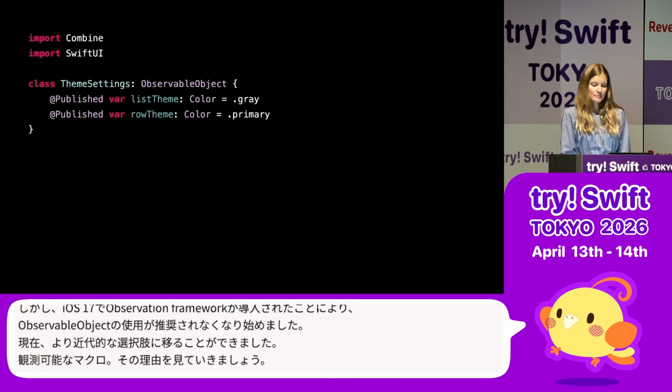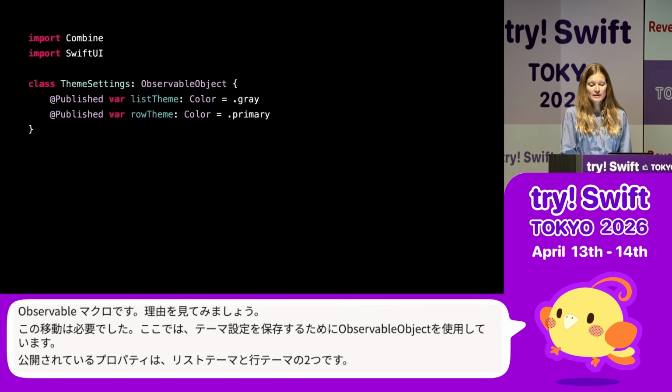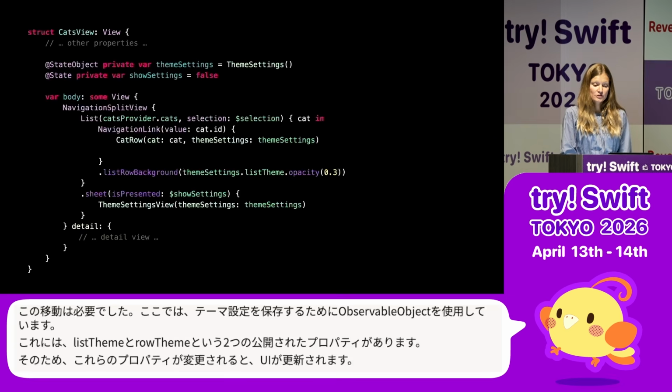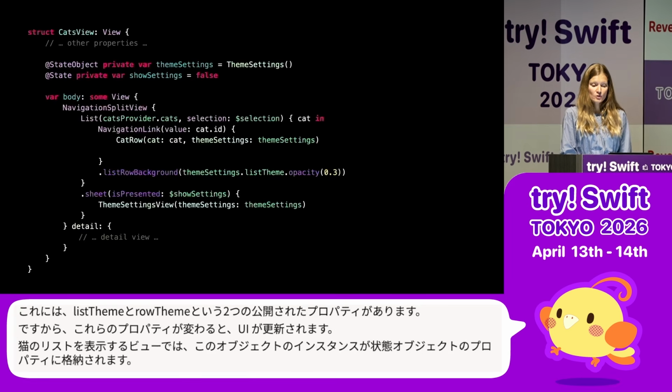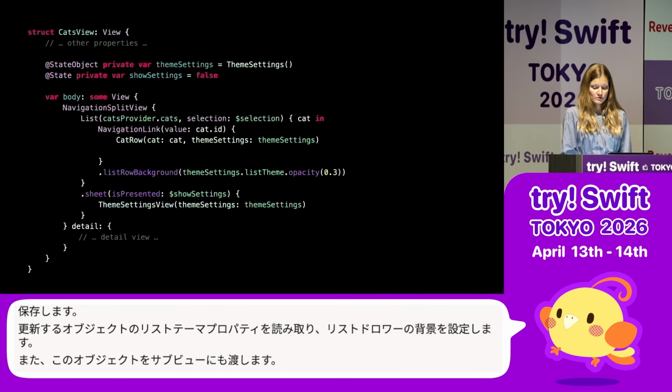Here we are using an observable object to store theme settings. It has two published properties, list theme and row theme, so our UI will update when these properties change. Our view with the list of cats stores an instance of this object in a state object property. It reads the list theme property of the object to update the list row background. It also passes this object down to its subviews, cat row and theme settings view.